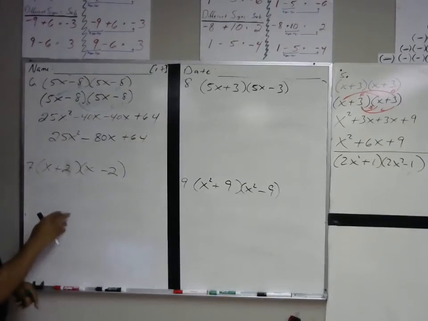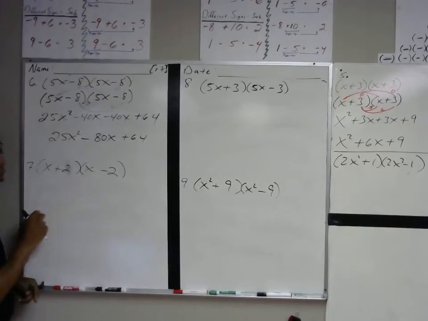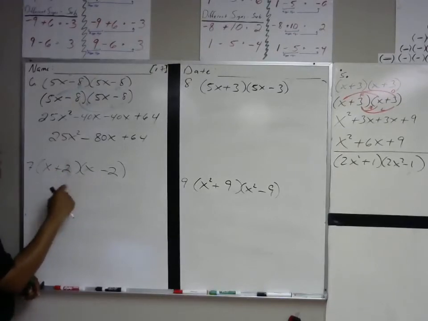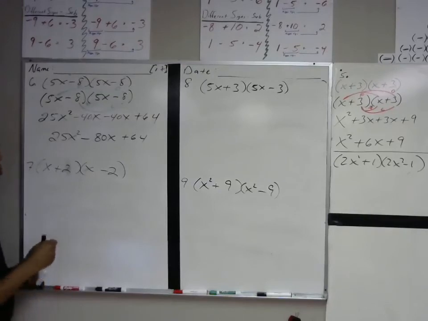Now, if you notice, these two binomials here only differ by positive and negative signs. All the other terms are the same. So when we have binomials that are the same, but one is an addition and the other a subtraction, we call these conjugates of each other. And when we multiply conjugates, watch what happens.